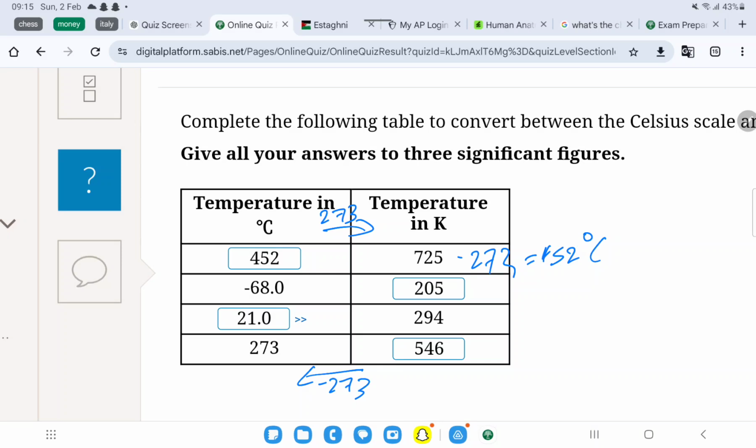And then they gave us minus 68 plus 273, you get 205. 294 minus 273, you get 21. 273 plus 273, you get 546. You just convert, in general, add or subtract 273.